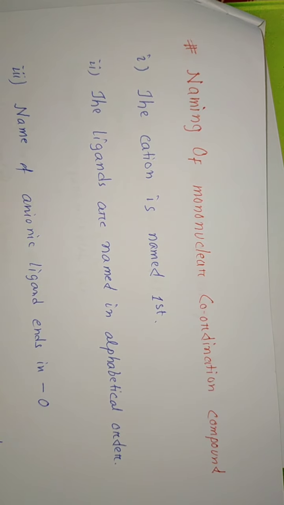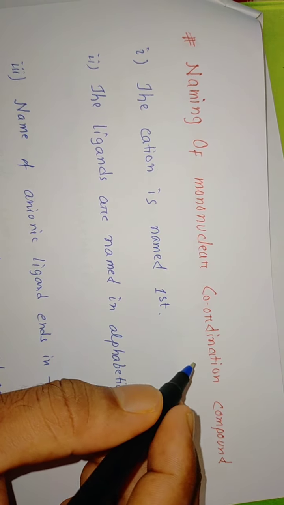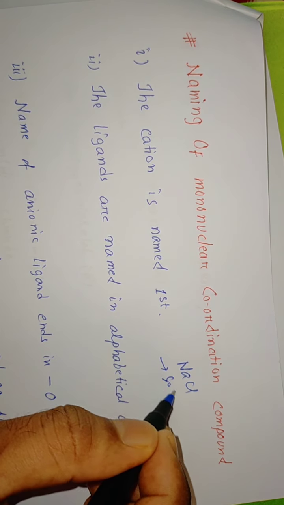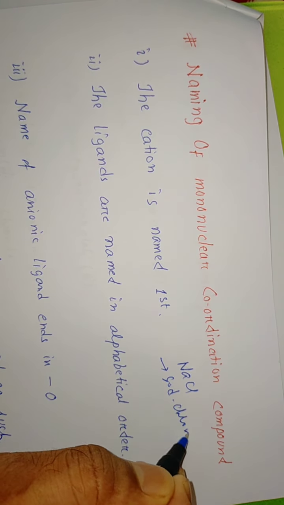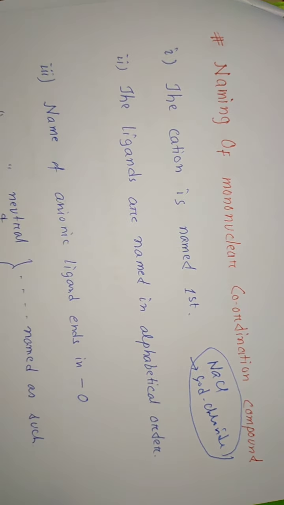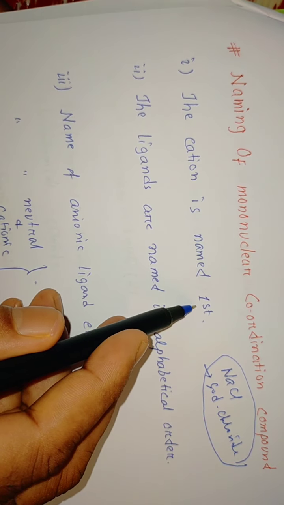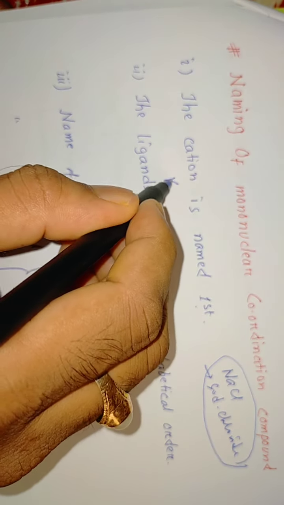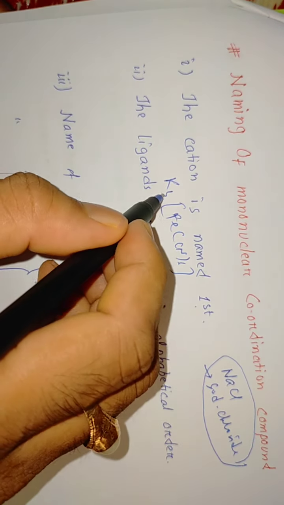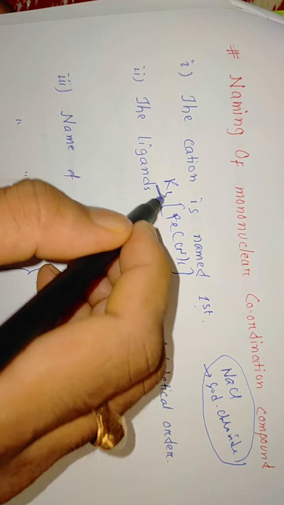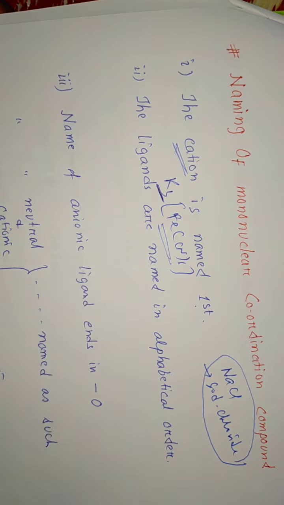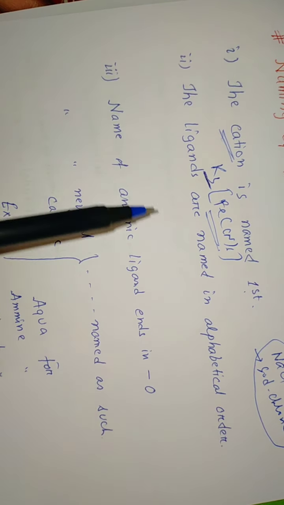Next one, naming of coordination compound. Now in this category, if you have given NaCl, your answer will be sodium chloride. So it is opposite to the last one. For that also we have some rules. The cation is named first. So if there is K3[Fe(CN)6], this part is the cationic part, so this one should be named first, and this part is the anionic part, followed by the cationic part.